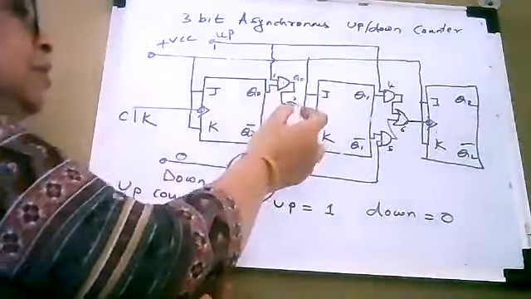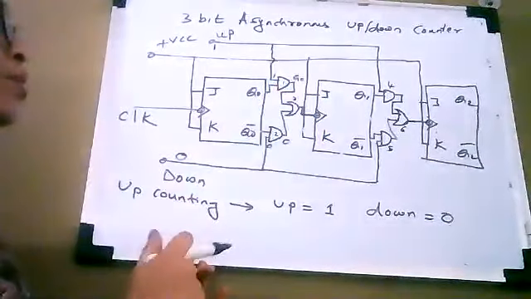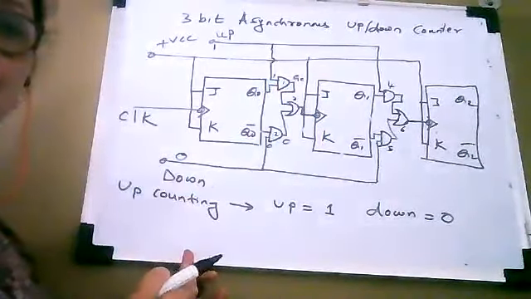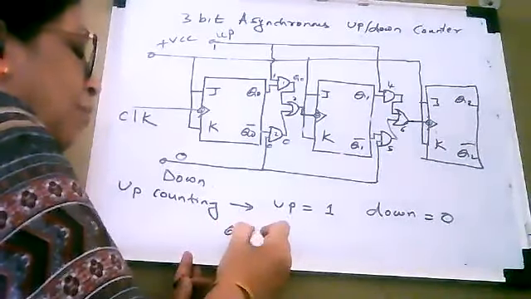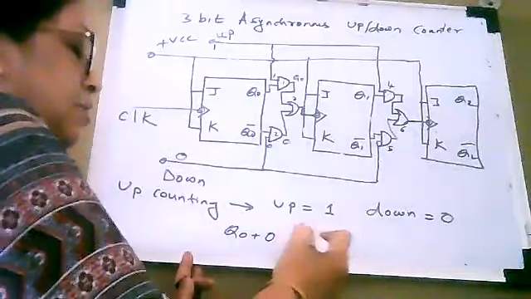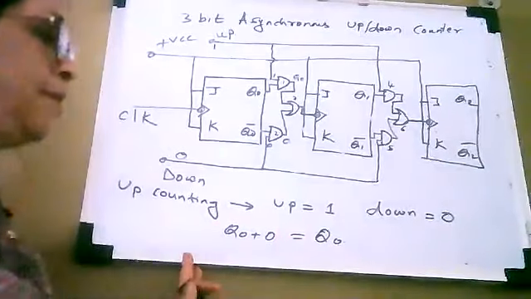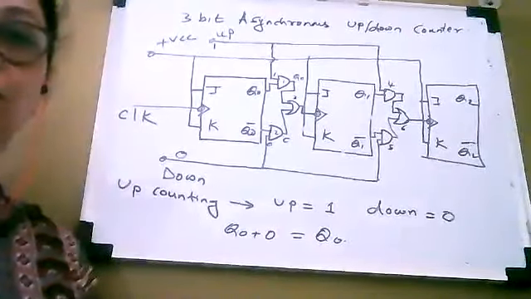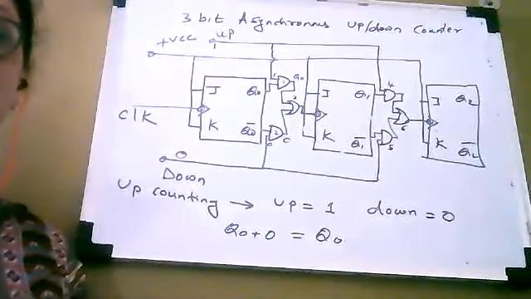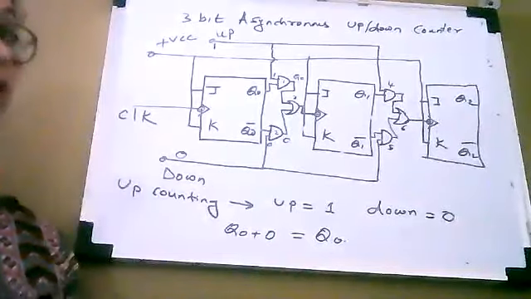Now the inputs of the third gate, the OR gate, are Q0 and 0. So what will be the output of the OR gate? It will be Q0 plus 0, which is equal to Q0. This means it is as if you are applying Q0 directly to the clock.